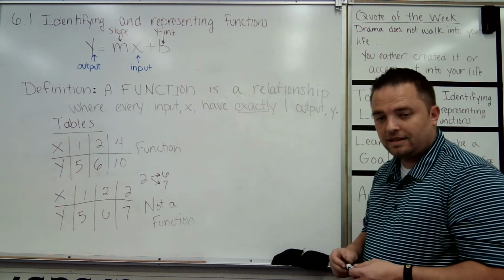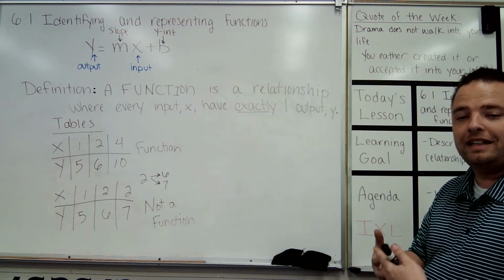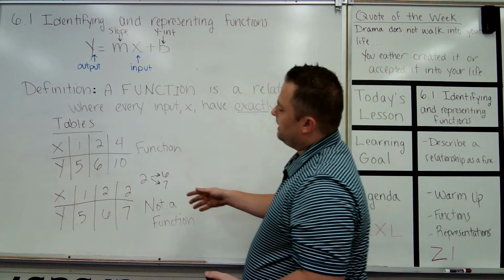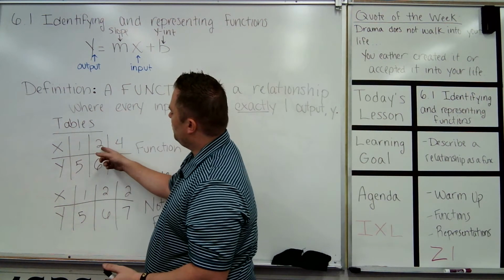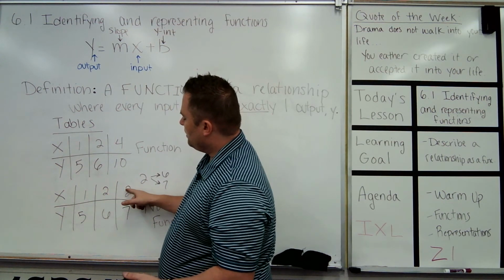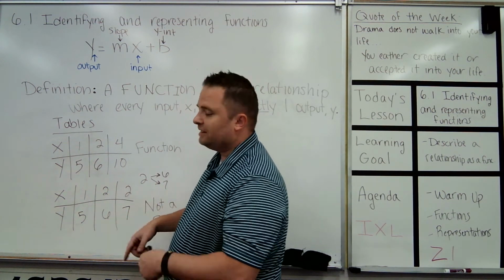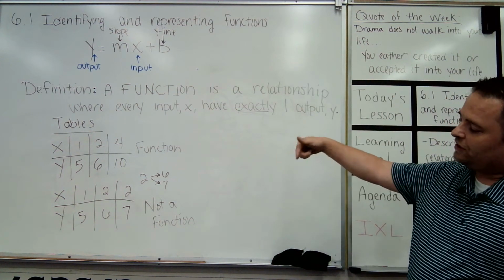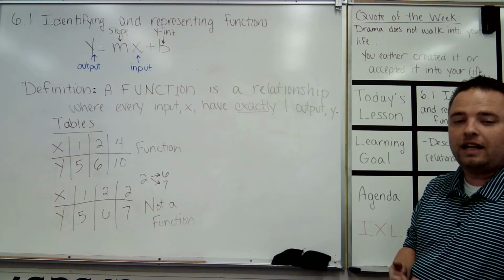If you're looking at a table, you're looking for duplicate inputs that produce separate outputs. You're looking to see, is there more than one 1, more than one 2, more than one 4, and to see if they produce different outputs. If the number 2 produces two separate outputs, you know it's not a function.